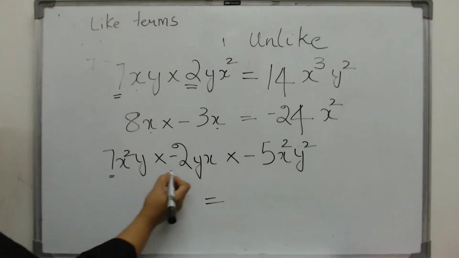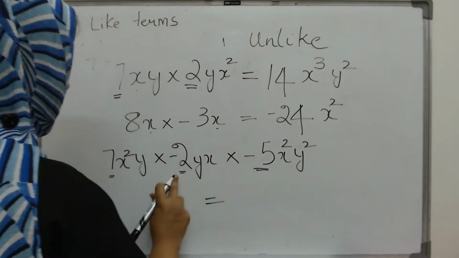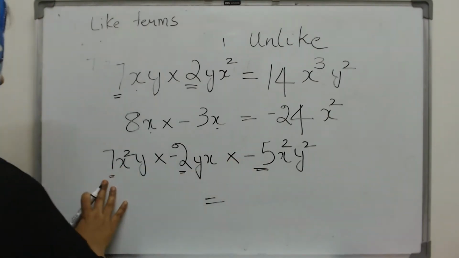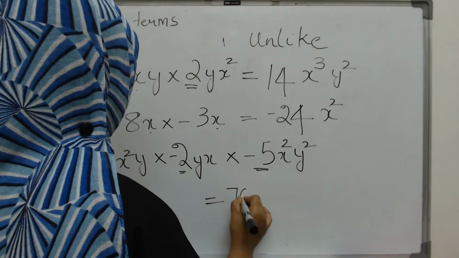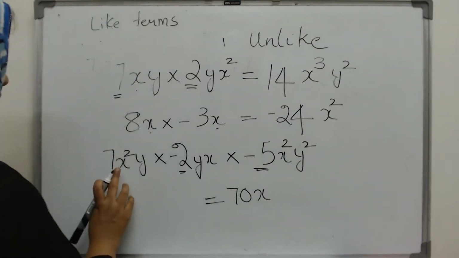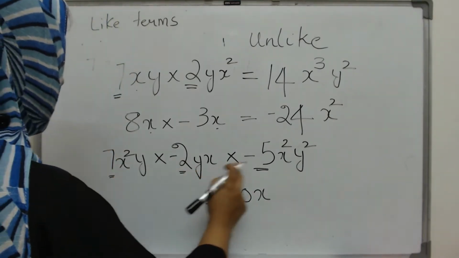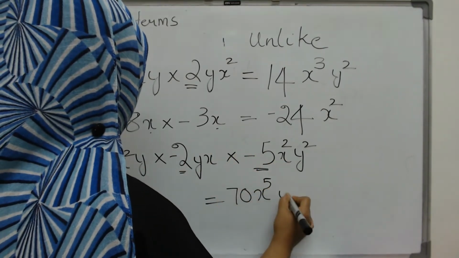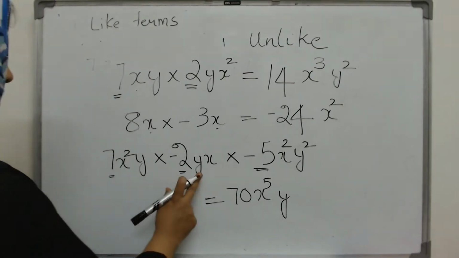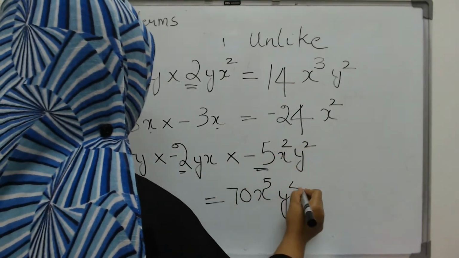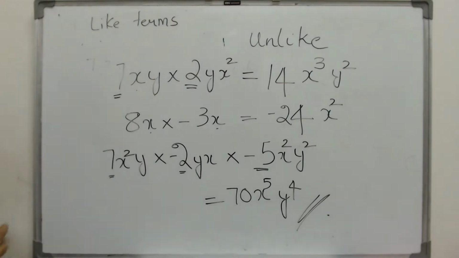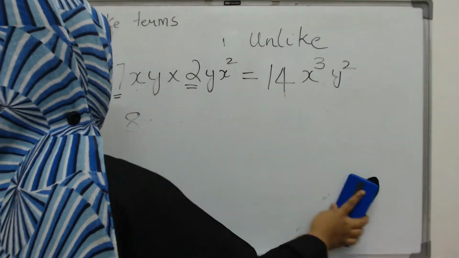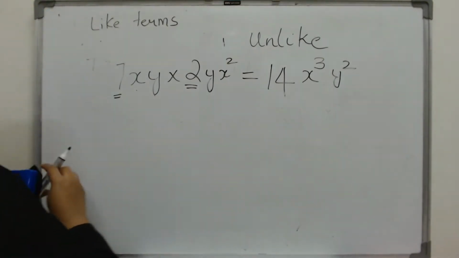First, multiply all the constant factors. Minus 2 into minus 5 would be plus 10. Plus 10 into 7 would be 70. Then how many x do you have? 2x here, 1x here and 2x here. 2 plus 1 plus 2 would be 5. And what about y? 1y here, 1y here, 2 here, that would be 4. This is how you multiply the terms. Now, how will you divide?